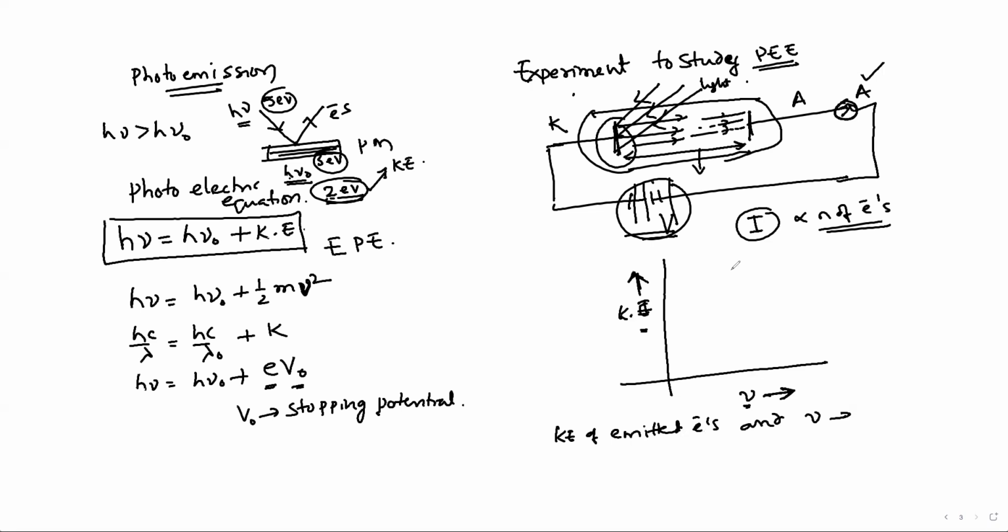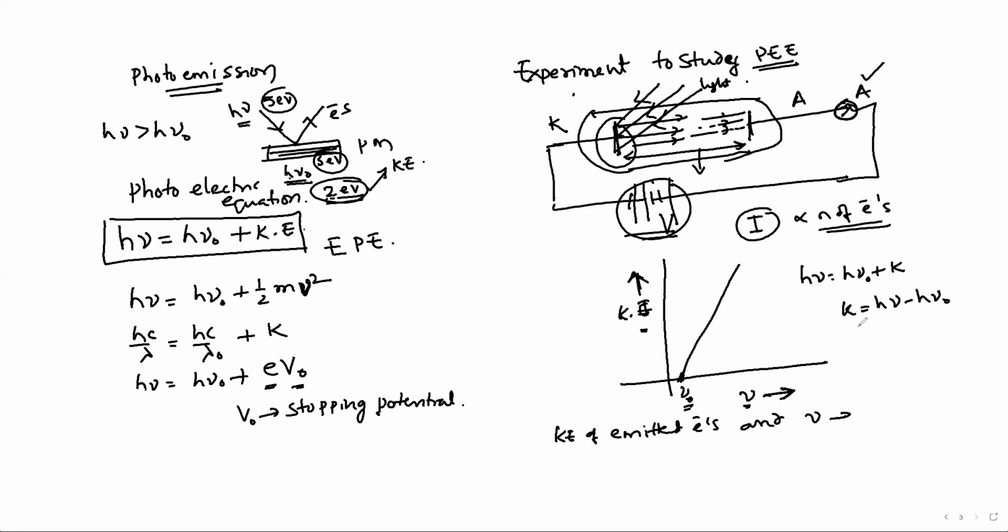Now, in this graph, you get a straight line, and this intercept is the threshold frequency. And this graph follows the relation h nu equal to h nu naught plus the kinetic energy of emitted electrons, or K equal to h nu minus h nu naught.